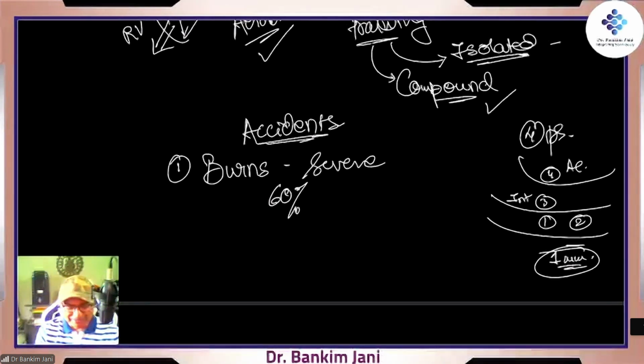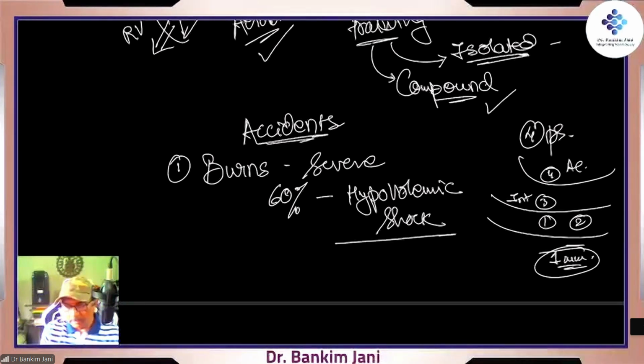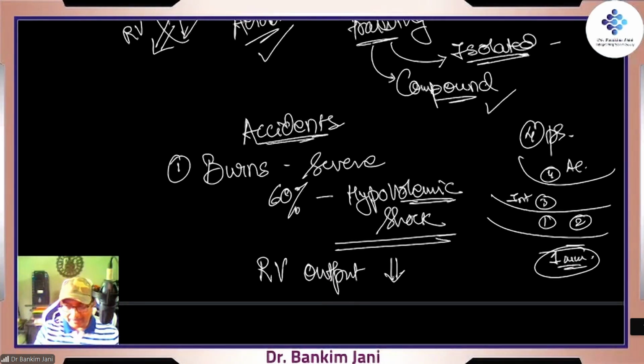So this is 60% of burns, and there is so much loss. It is what is called hypovolemic shock. Volemic is volume. When there is decrease in the blood volume, the body goes into a state of shock. So burns, severe dehydration, volume decreased. If the volume decreases, what would happen? The right ventricular output decreases. And it is not only the right ventricular output which is decreased, because the overall blood is decreased, even the left ventricular output would decrease.